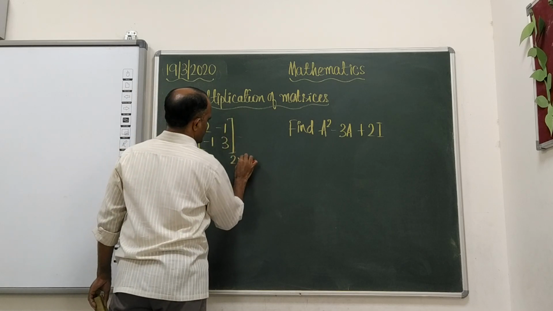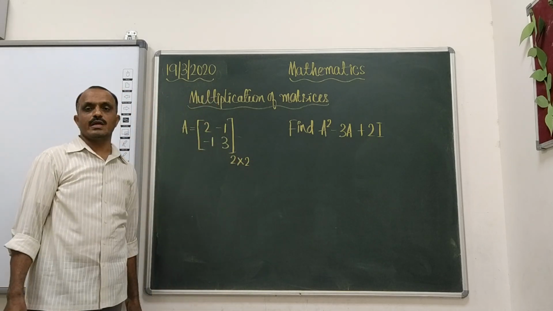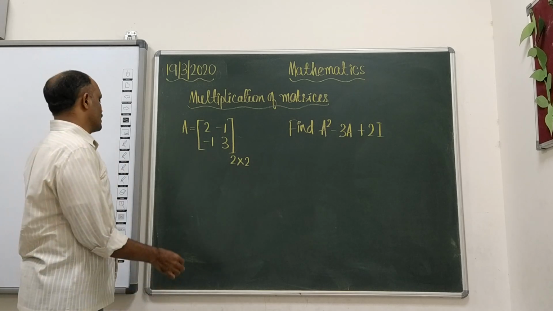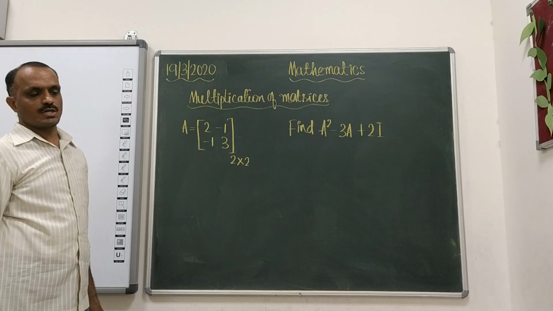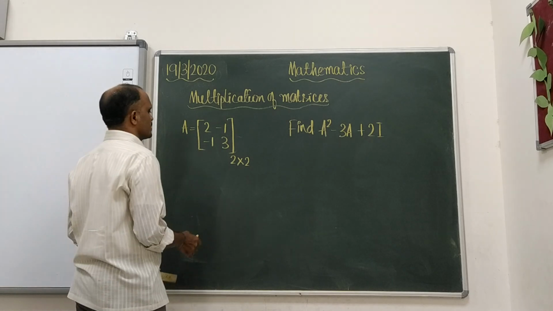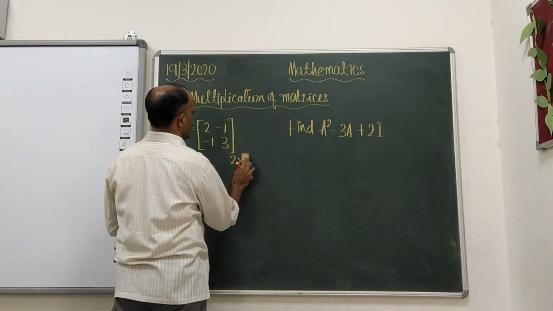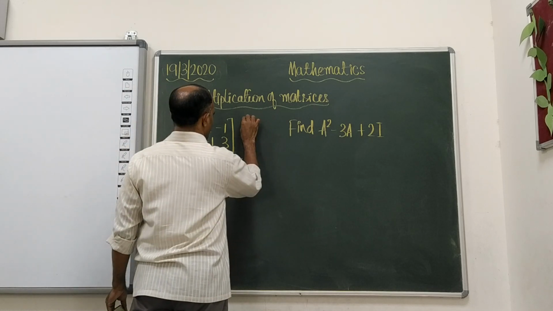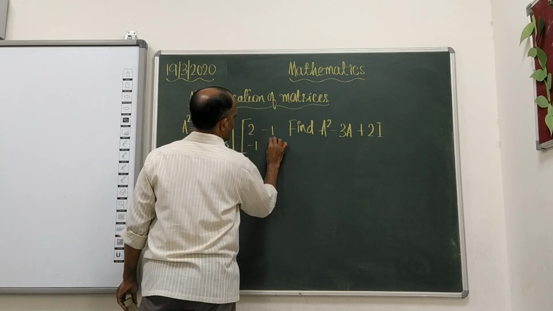Now this we know is 2 into 2. Here we are asked to find A square. A square means A into A. We are going to multiply the same matrix 2 times. So to multiply the same matrix 2 times, I write A square is equal to A into A. So one more A I am going to write here: 2 minus 1, minus 1 3.